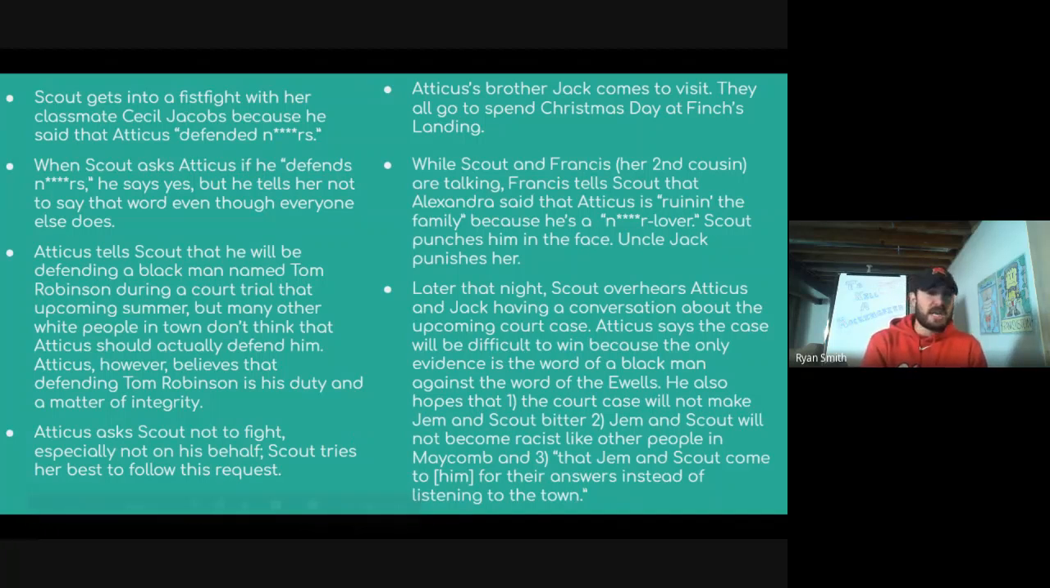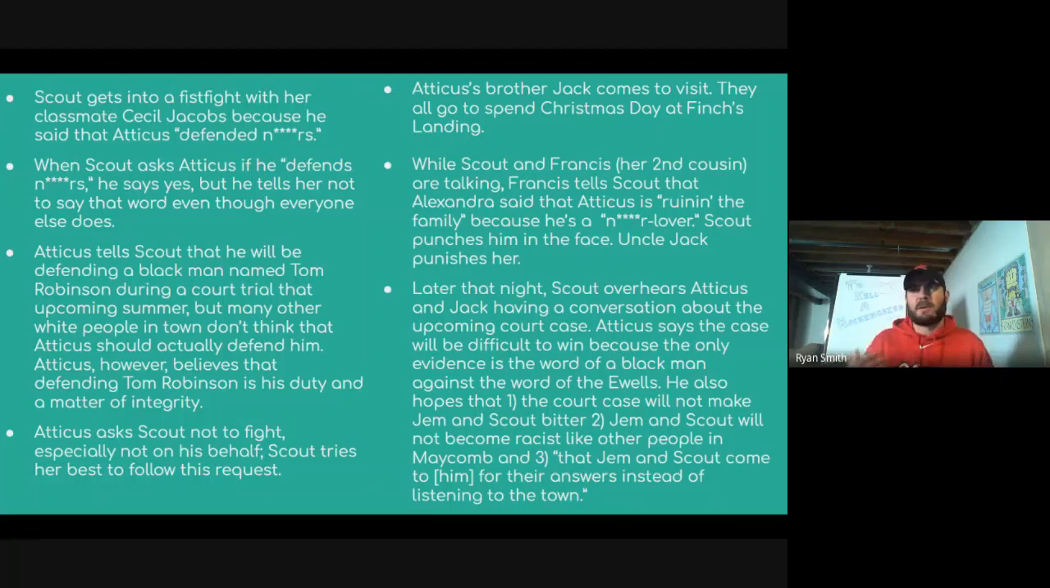Later that night, Uncle Jack is staying at their house, and Scout overhears Uncle Jack and Atticus talking about the case. And Atticus says that he is pretty sure the case is going to be hard to win, because all they have to go on right now is the word of Tom Robinson, who is a black man, against the word of the Ewell family, or white people. And in the 1930s in Alabama, that puts him in a pretty tough spot. So he already kind of goes in knowing that it's going to be a long shot to win this case.